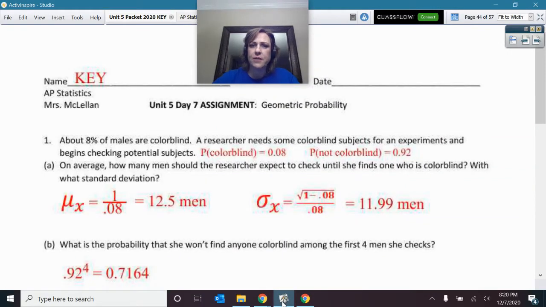All right, let's go over our geometric probability problems. And so this first one here asks about the average number, or how many do we expect to have to look at until we find a colorblind male? Well, this is coming from the formula chart.